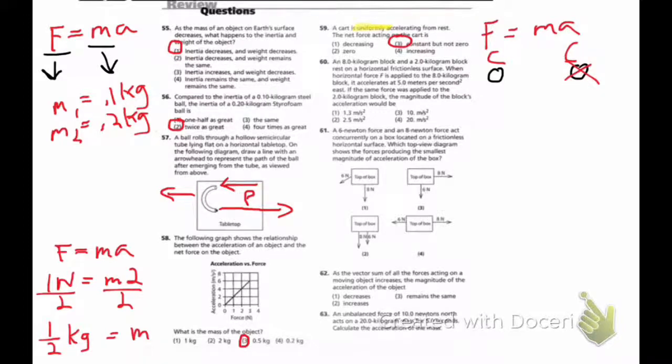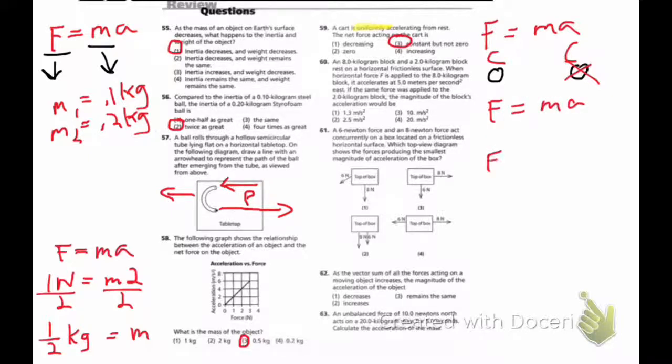Alright, question 60 reads, an 8 kilogram block and a 2 kilogram block rest on a horizontal frictionless surface. When horizontal force F is applied to the 8 kilogram block, it accelerates at 5 meters per second squared east. If the same force was applied to the 2 kilogram block, the magnitude of the block's acceleration would be. Well, for this problem, we need to use F equals ma twice.